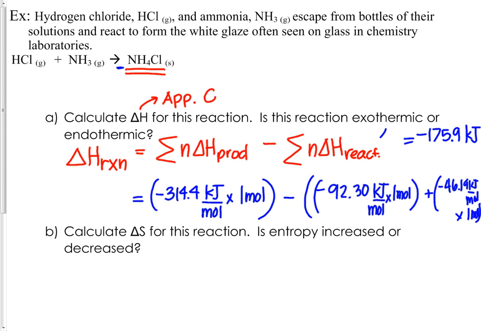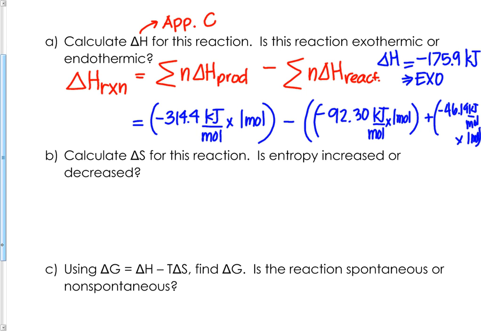Now your delta H that you just calculated was negative. So hopefully you remember that that means that it is exothermic when your delta H is less than 0. Moving on to part B, calculate delta S for this reaction. Now remember that delta S is done very similarly to delta H. The delta S for the reaction is to take the sum of all the entropy values for the products and subtract the sum of all the S values of the reactants.